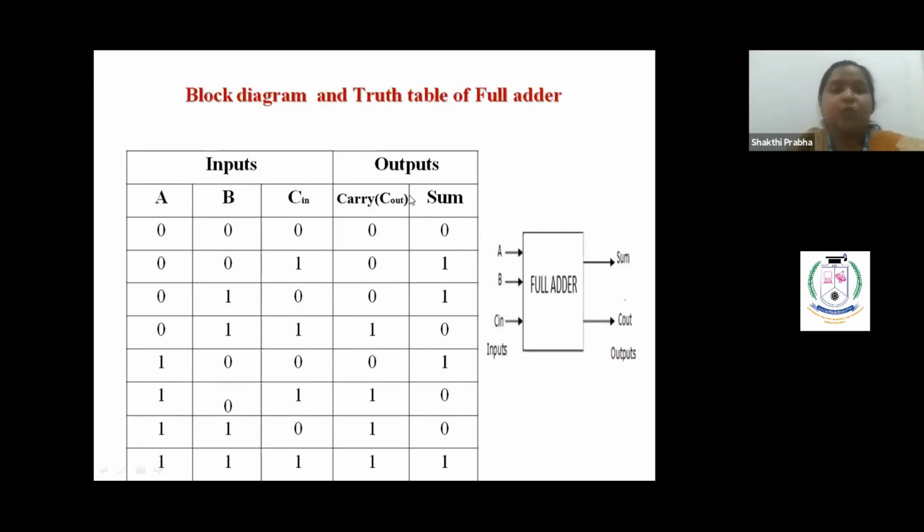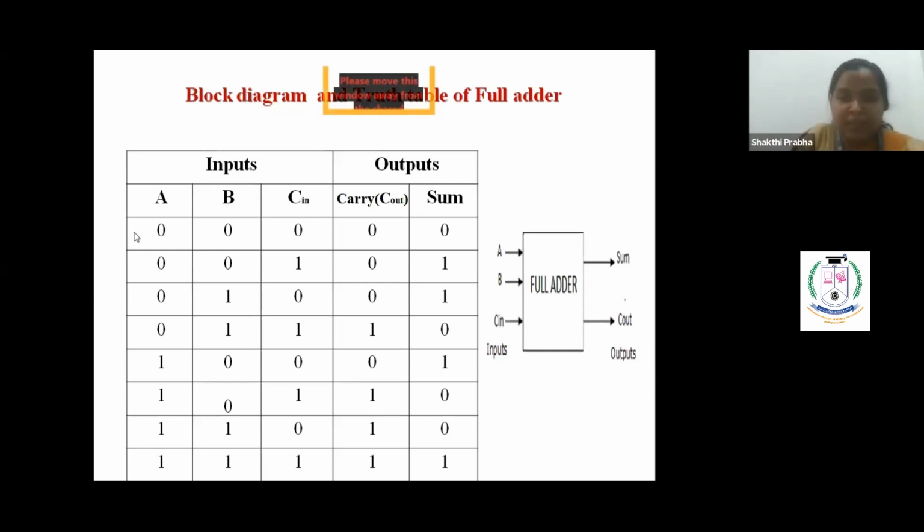How will you design your truth table? If the number of input variables and the number of output variables is known, automatically you can design a truth table. Input and output are given over here, and we are listing all the input variables A, B, C, and all the output variables sum and carry. Here the number of inputs n is equal to 3. What is the formula? 2 to the power n, which is 2 to the power of 3, which is 8. So for 3 input variables, you will get 8 combinations.